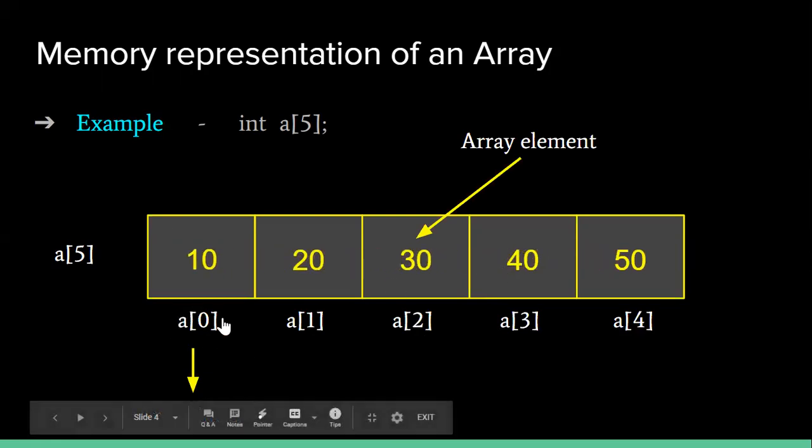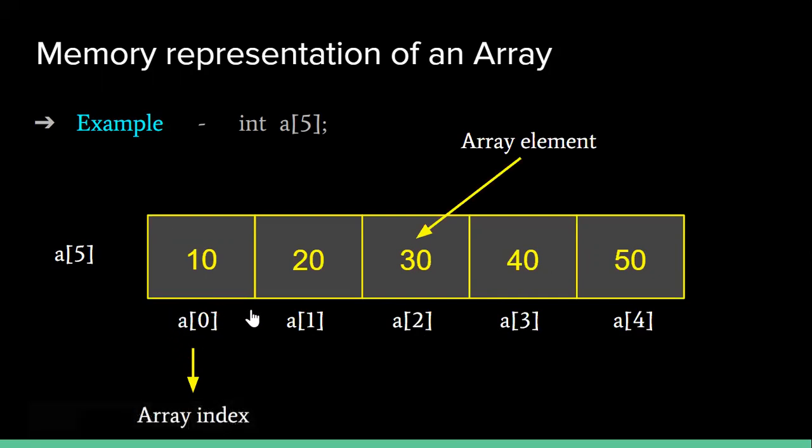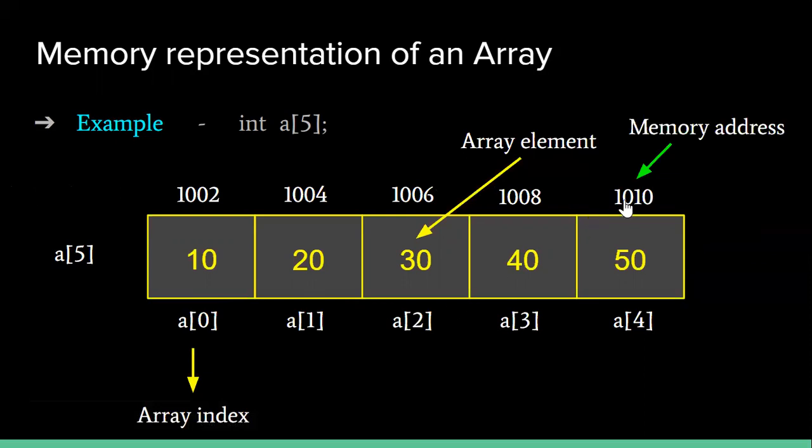Now, note that this A of 0 is called the array index, but this is not your actual address. It is used by the programmer for understanding purposes. Then what is the memory address? Let's assign some memory addresses. This is called the memory address. The initial memory address of A of 0 is 1002. The next is 4, 6, 8, and 10.